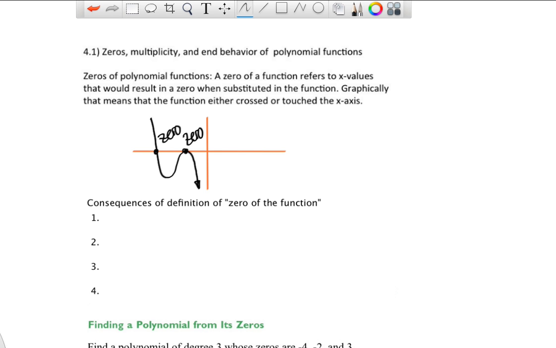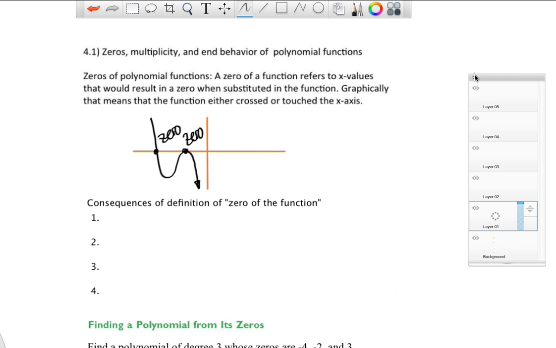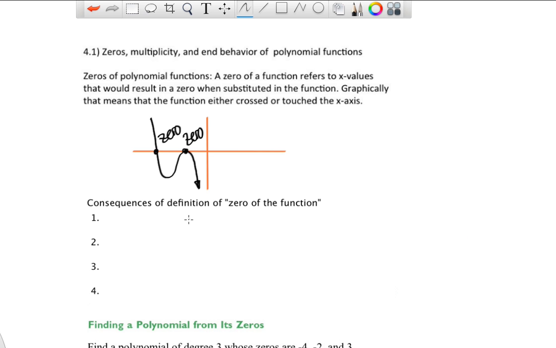This has some consequences for other definitions and words that we have. And that would be that if I tell you that, for example, x is 5, that's a zero, or technically I should say a real zero, it means the following. It means that it is also an x-intercept. So the x-intercept is at 5. It means that x equals 5 is a solution.